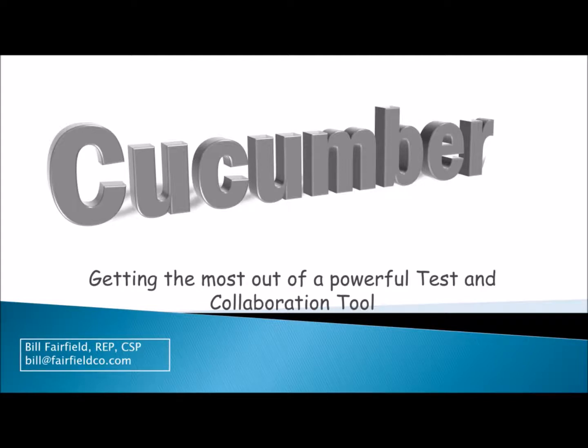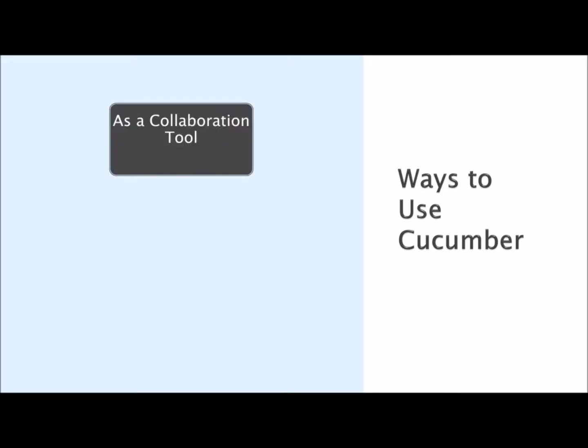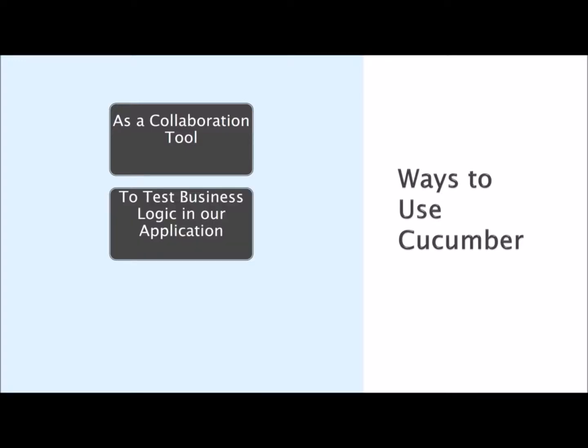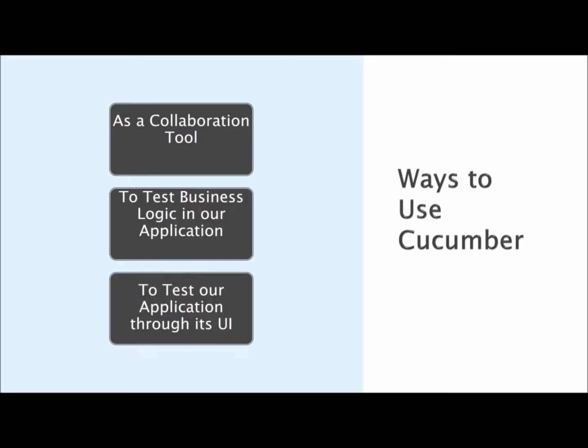Cucumber is a very powerful tool that can accomplish a lot of things for us on a software development effort. So in this video, we're going to look at three ways that Cucumber can be used. The first way that we use Cucumber is as a collaboration tool. The second way we use it is to test the business logic in our application. And the final way that we're going to use it is to test our application through its user interface so that we get an end-to-end test.